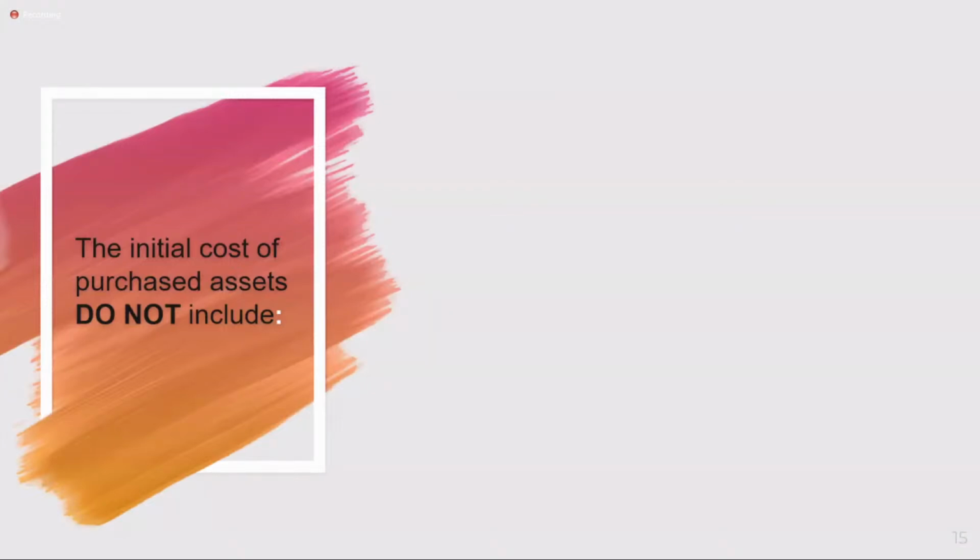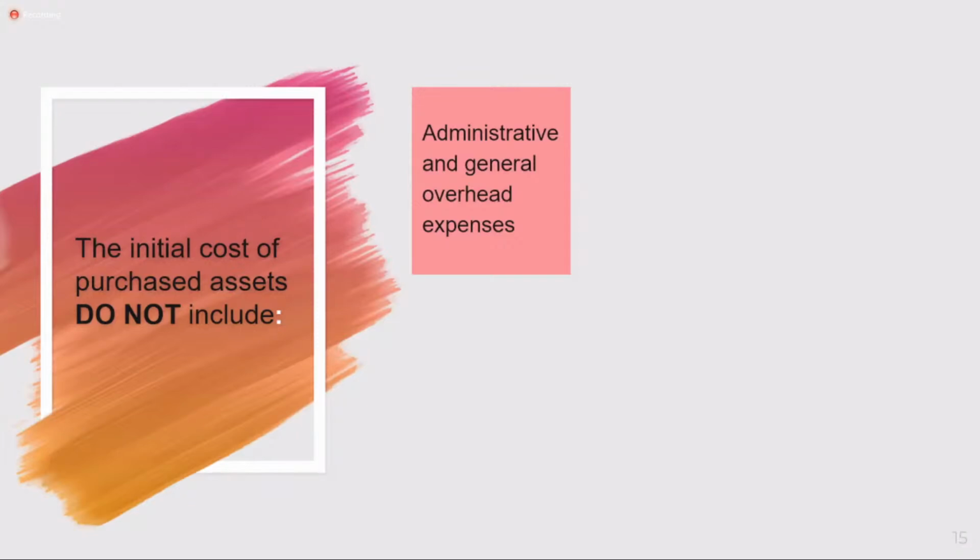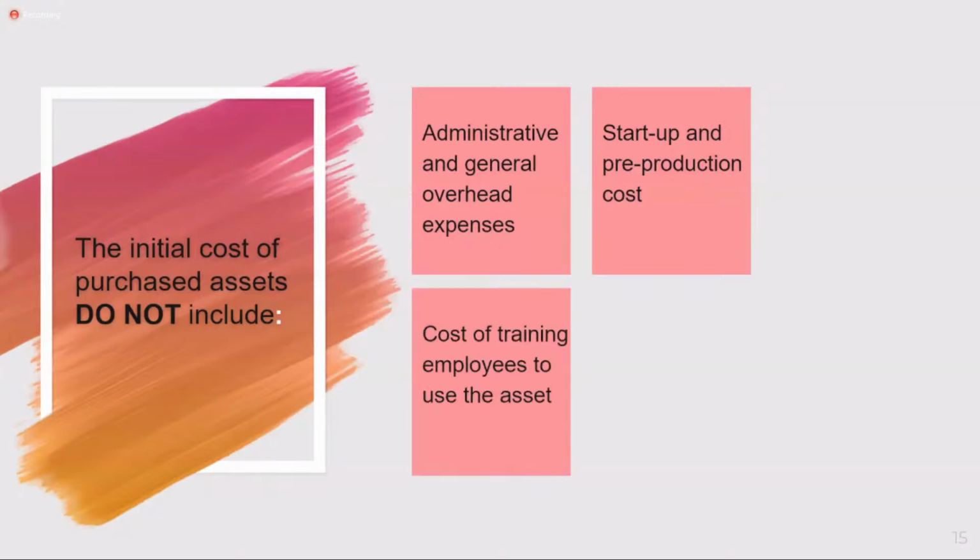With the initial cost of purchase asset do not include all this. So kita tidak boleh masukkan. Kalau sudah dicampur kena keluarkan. Okay. Administrative and general overhead expenses. Okay, ini tidak boleh dimasukkan. Startup and pre-production. Any startup cost you cannot put in. You cannot include in. Cost of training employees to use the asset.